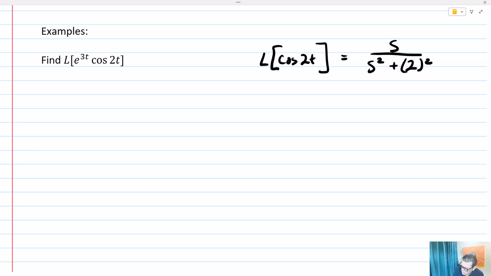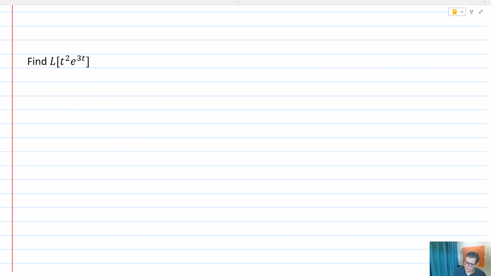So what we'll do is use the first shifting theorem, and in the place of s, we're instead going to use s minus 3. So this Laplace transform is going to equal s minus 3 over (s minus 3) squared plus, in this case, 4. And so that's the Laplace transform using the first shifting theorem. Let's take a look at another example.